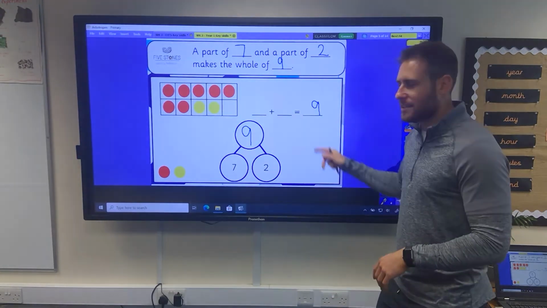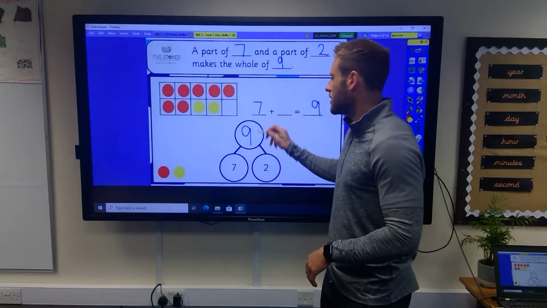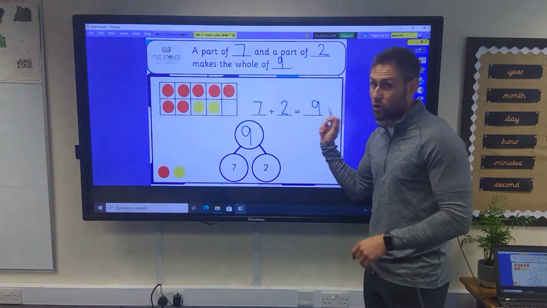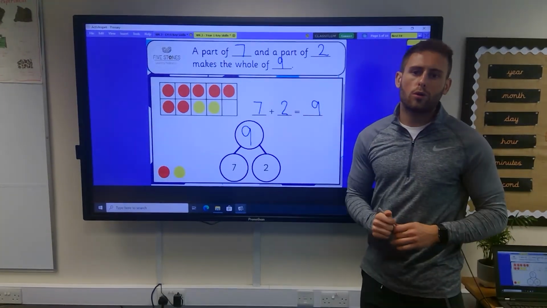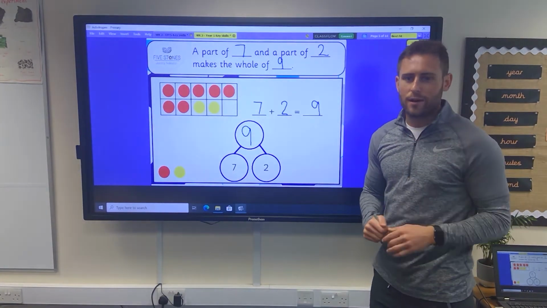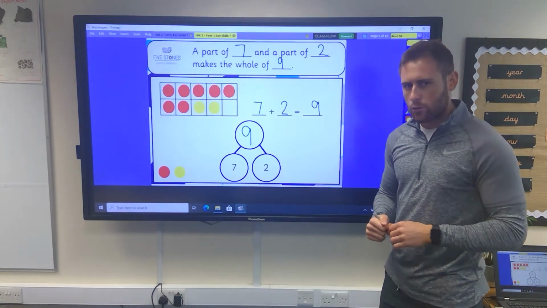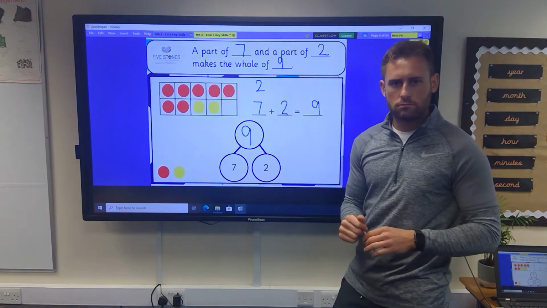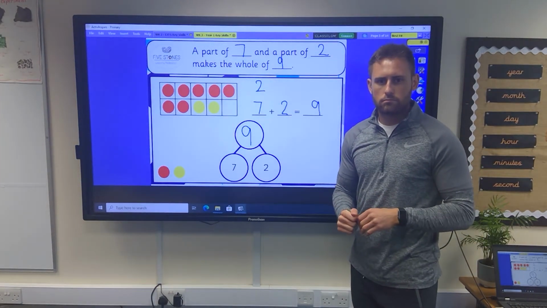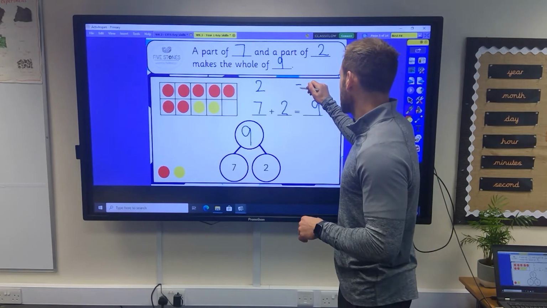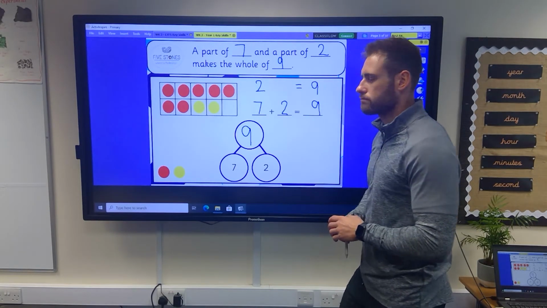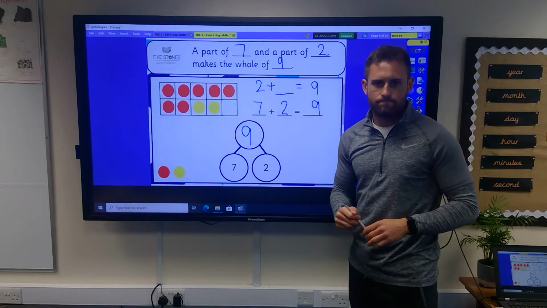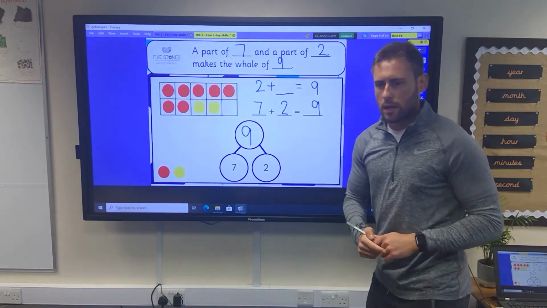Lovely. So when we are adding those parts together, so 7, add the part of 2, yes, it is the same as or equal to the whole of 9. Well done. I wonder if I started with the number 2, but I still wanted that whole of 9.